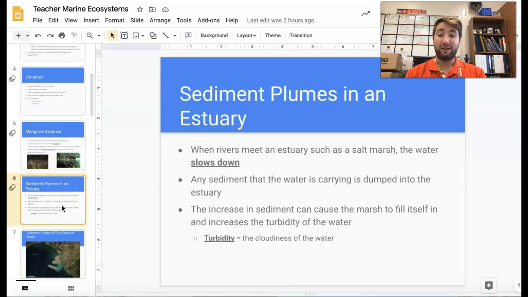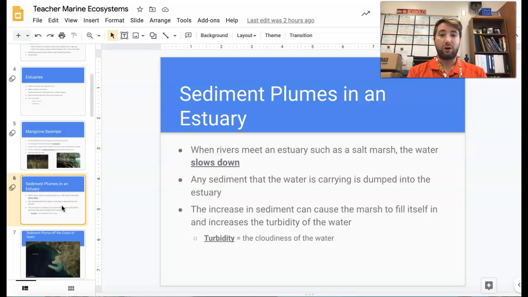One problem with estuaries is the sediment. So what happens is whenever the river meets the ocean, the river water is going to slow down. And when the river water slows down, all of the sediment that it was carrying is just going to be dumped right there at the mouth of the river. And I've got a picture here to show you in a second. So the increase in sediments is going to cause an increase in turbidity. And turbidity is just how cloudy the water is. And if the water is more cloudy, then fish can't see their prey, or they can't see a predator coming. So they're either going to move away or they're going to get eaten.